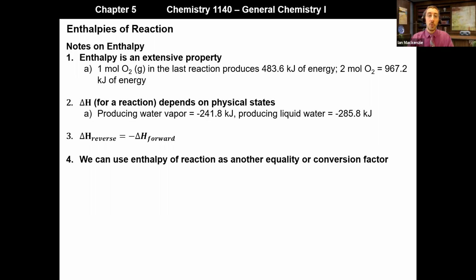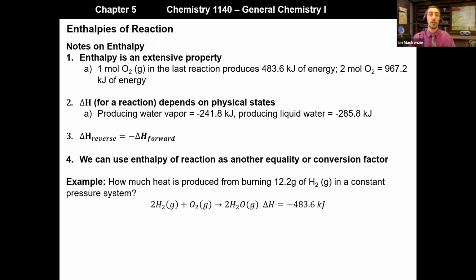Now, we can use enthalpy of reaction as another equality or another conversion factor. So let's go through an example here. How much heat is produced from burning 12.2 grams of hydrogen gas in a constant pressure system? And we're given the chemical equation, as we showed earlier, with the corresponding change in enthalpy for the reaction.